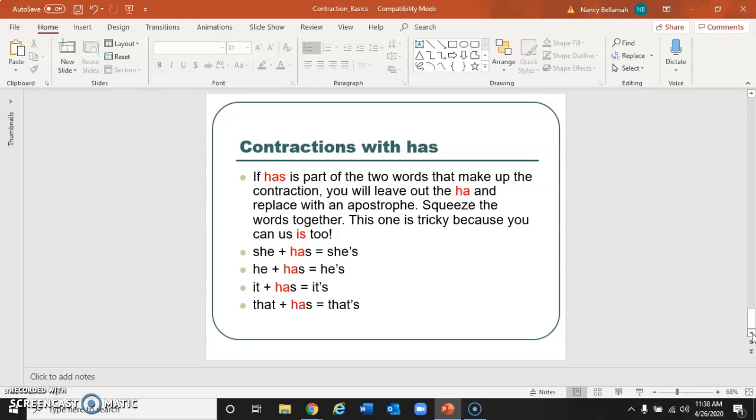If has is part of the two words that make up the contraction, you'll leave out the HA and replace it with an apostrophe. She plus has equals she's. Then we have he's, it's, and that's. Now you need to be careful, because she's, he's, it's, and that's is also a contraction for she is, or he is, or it is, or that is. So you have to see the way it's used in the sentence.